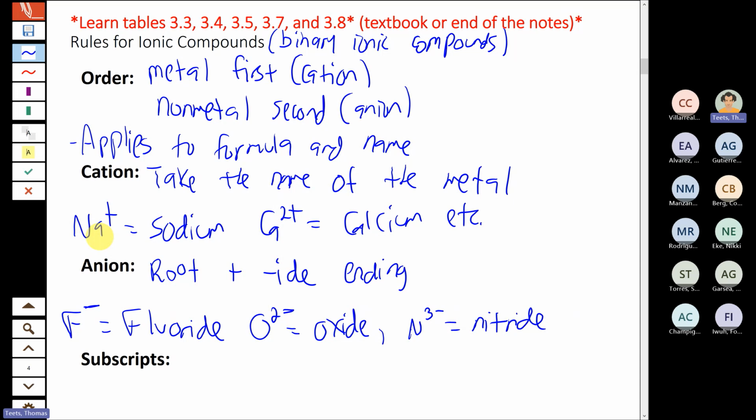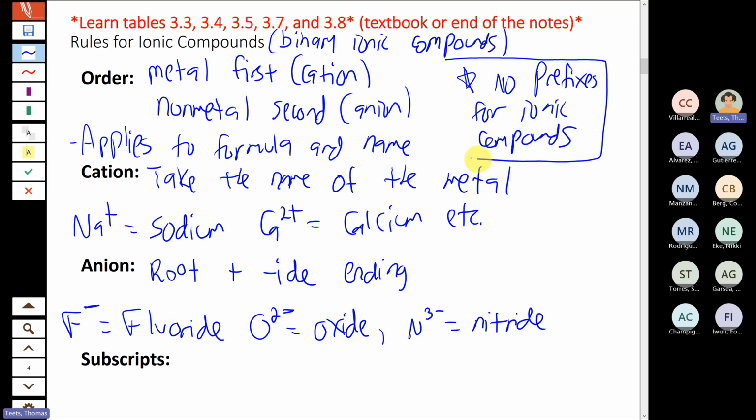Now, one key thing about naming ionic compounds that's going to be different than what we do with covalent compounds later on is that there's going to be no prefixes in the names. So we don't have prefixes telling us how many of each ion there are. The reason we don't need those for ionic compounds is because the charges of the ions are going to tell us how many of each ion there should be.